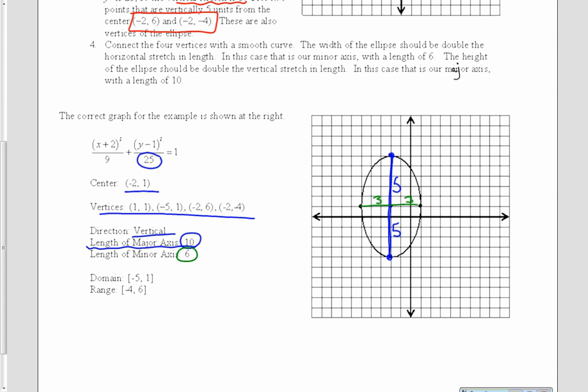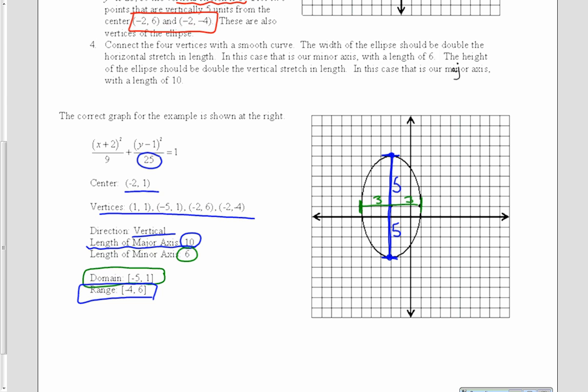To do the domain and range, do it just like a circle. Our leftmost point was at -5 and our rightmost point was at 1. And then they both get brackets because they're solid points. For the range, our lowest point was at -4 and our highest point was at 6. So they both get brackets because you can equal both of them. And those are the points on the ellipse.